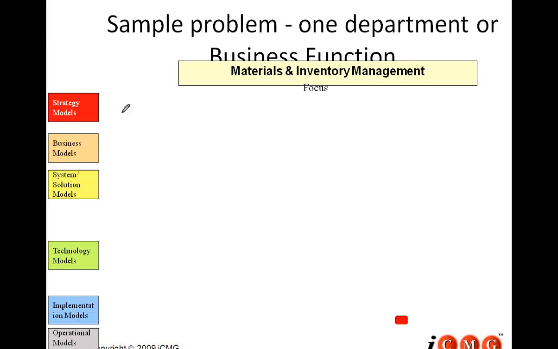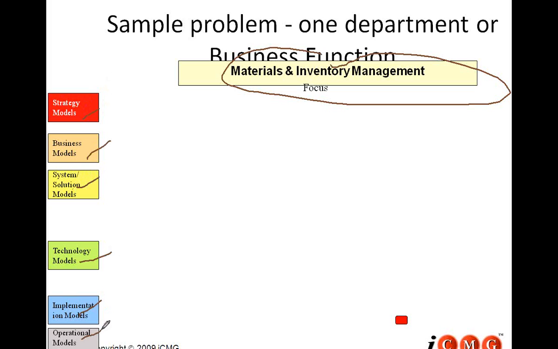What are the different categories of models which should constitute your target architecture? Now, if I can explain that, let me do that for material inventory management, just as an example, and then I'm going to extend it to other departments. If I take this one single department, you're talking about your target architecture as a set of target models, not just one category of target model, but six categories of target models: strategy models, business models, system models, technology models, implementation models, operation models, right?